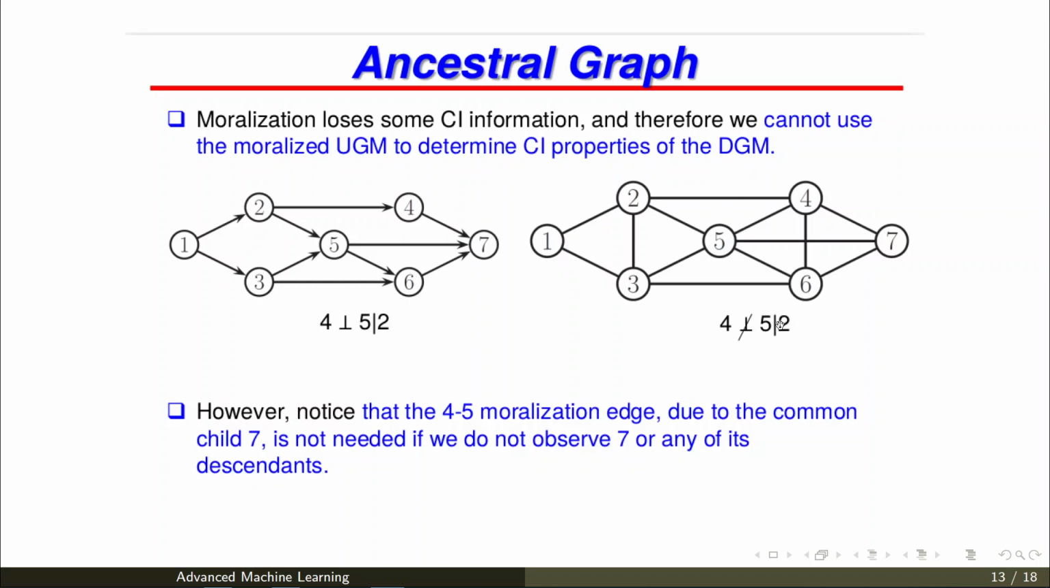Given 2, 4, and 5 are not independent. Can you tell me why this has happened in this graph? Which link is actually creating a problem, or which edge is responsible for destroying this relation, that is, 4 independent of 5 given 2?